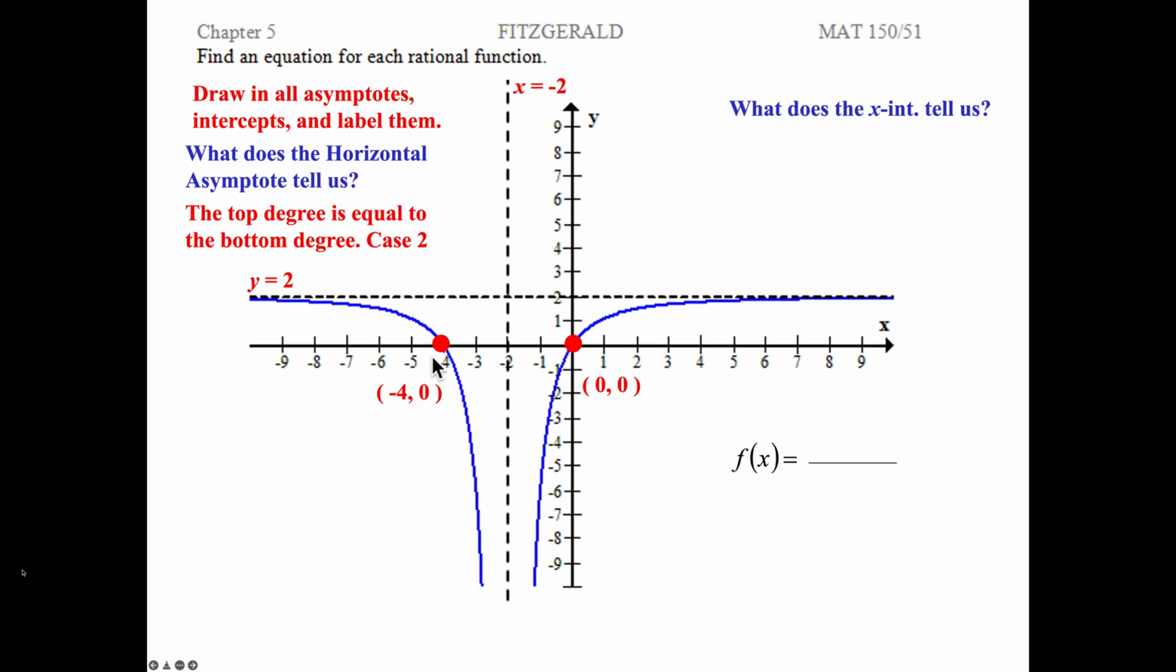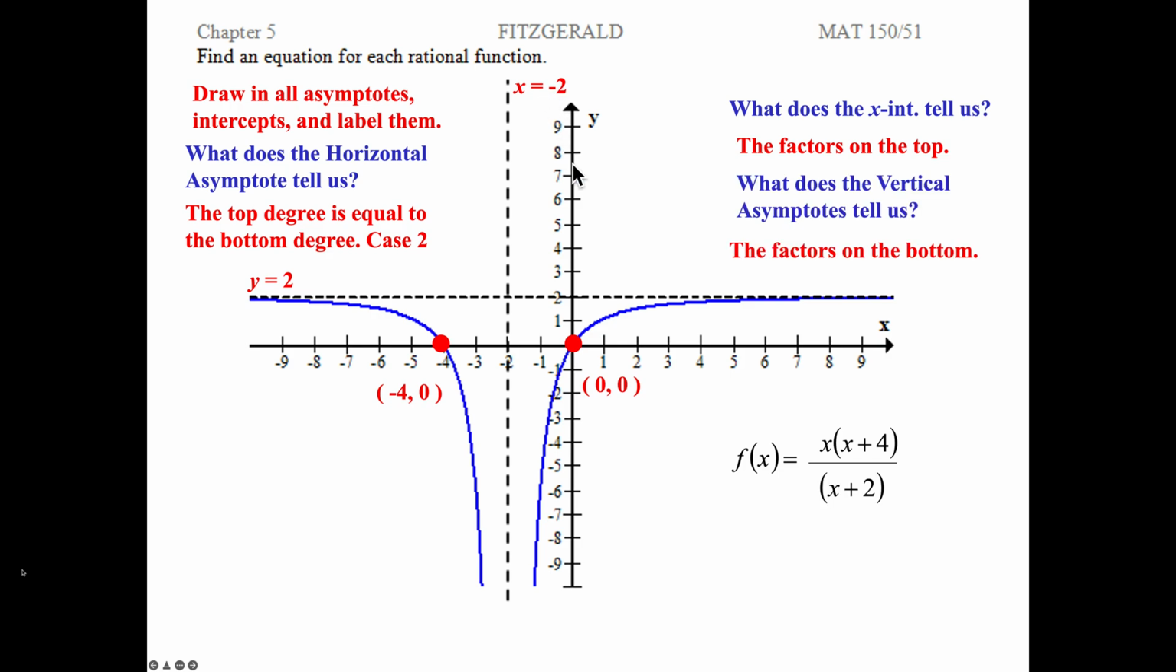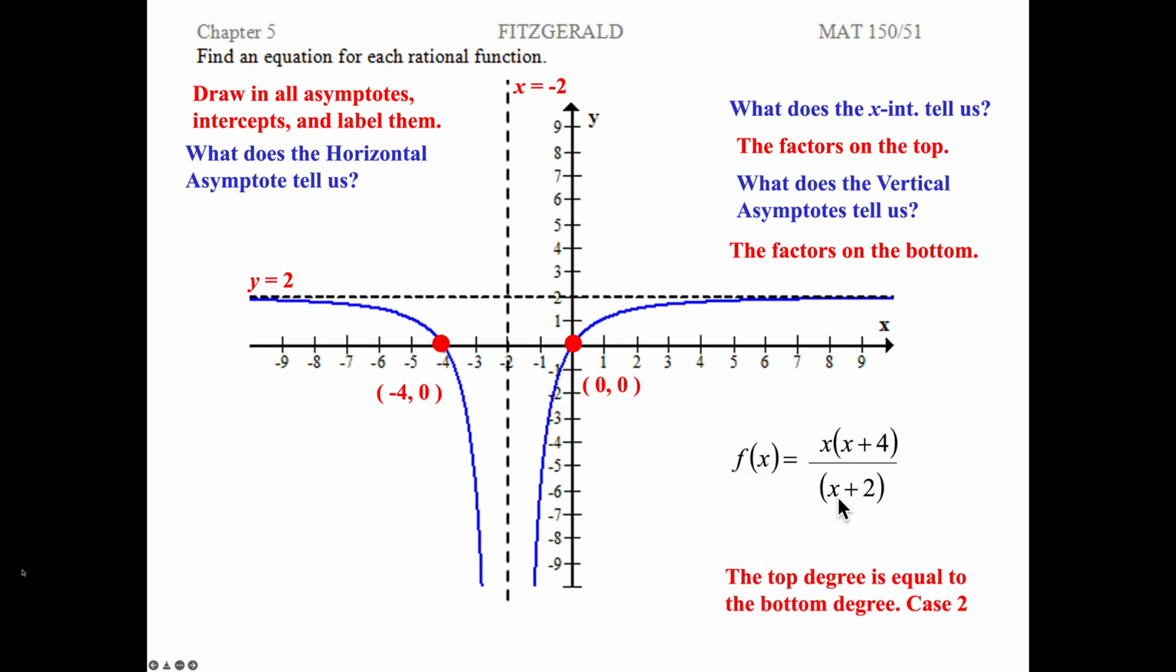X-intercept at x equals negative 4. That will be the factor x plus 4. X equals 0, that's the factor, just a GCF of x. And vertical asymptote x equals negative 2 gives me the binomial x plus 2. So that's the factor, wait a minute. I'm supposed to have 2 factors on the bottom. What's going on here? We're supposed to have the same degree.